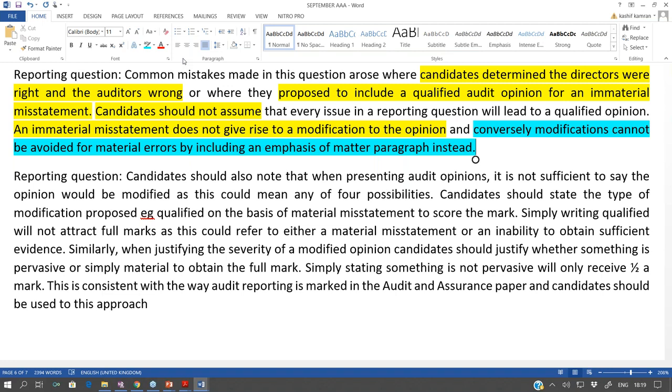How many things did the examiner cover in this paragraph? The examiner says students assume that directors are right and the auditor is wrong, number one. That students include a qualified opinion for immaterial things, two. That students assume every issue results in a qualified opinion, three. And then for immaterial misstatements, the student gives a qualified opinion, and for a material error the student gives an emphasis of matter paragraph.